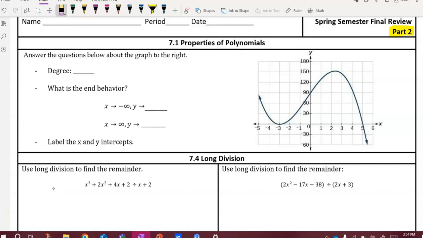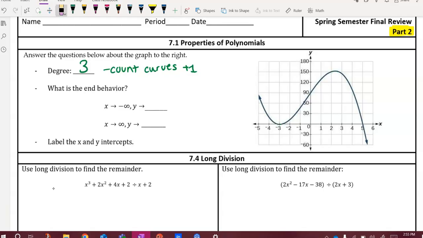And in polynomials, we were able to look at the graph of a polynomial and determine some of its key features. So the first one here is the degree. Starting with the degree, when we determine the degree, we count the curves and we add 1. So here we have a curve here and a curve here. So 1, 2 plus 1, our degree is 3.